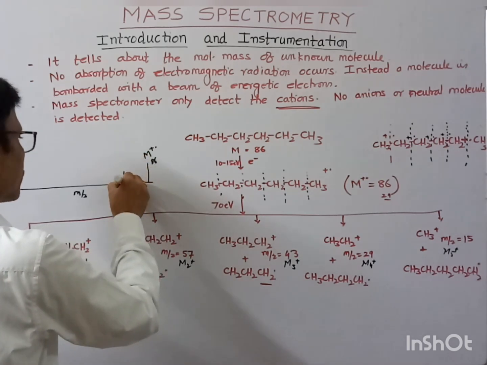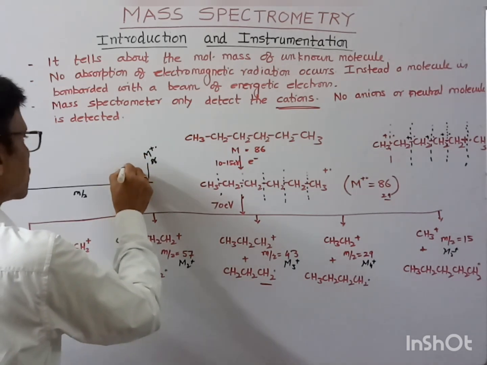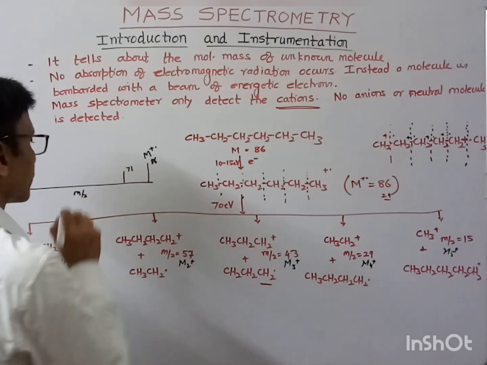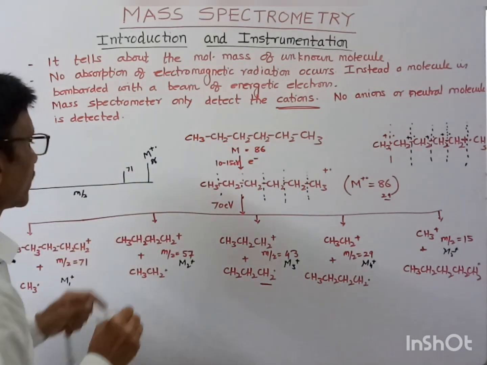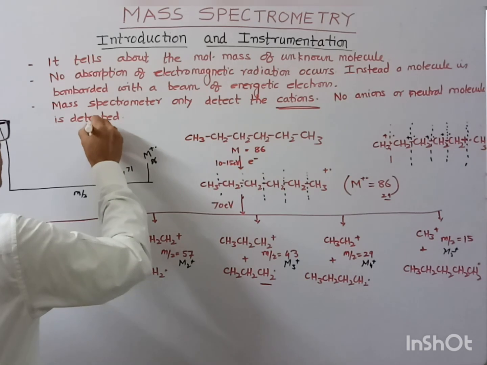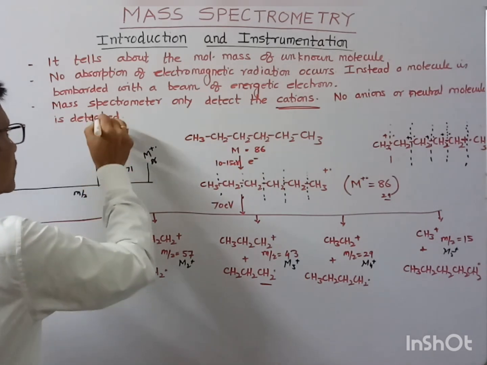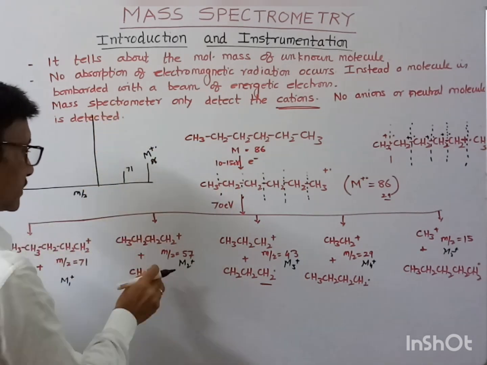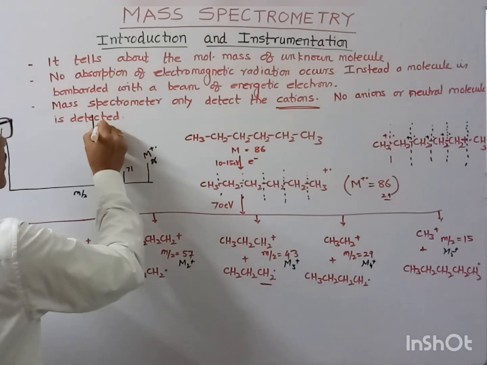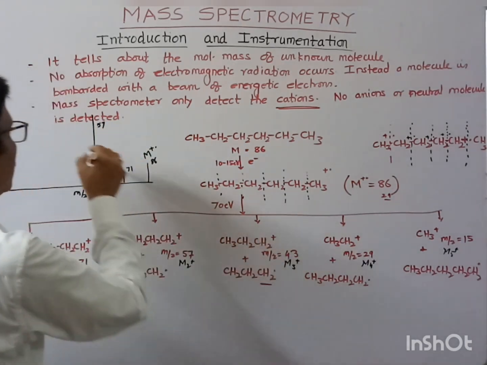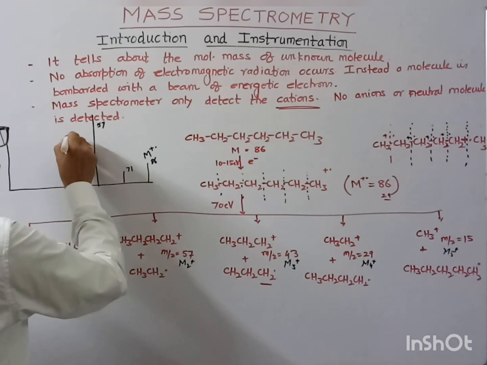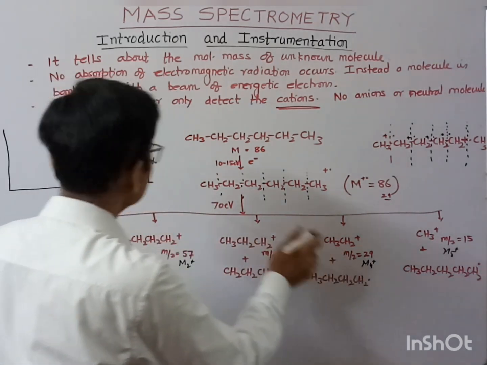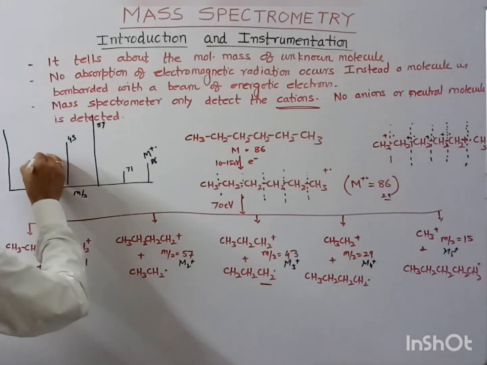Suppose I get here one of the pentyl peaks, suppose at 71. Next, the peak for butyl cation, suppose I get the peak over here at 57. Another one at 43, this is the next one. Next one, suppose 29. This is 29.